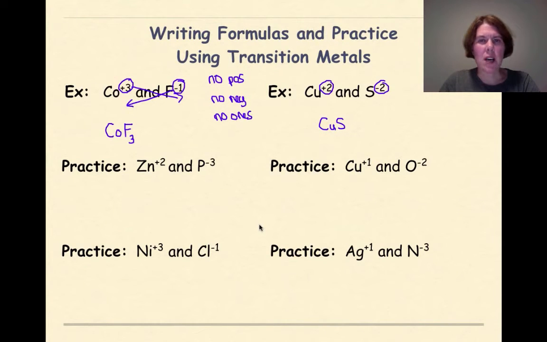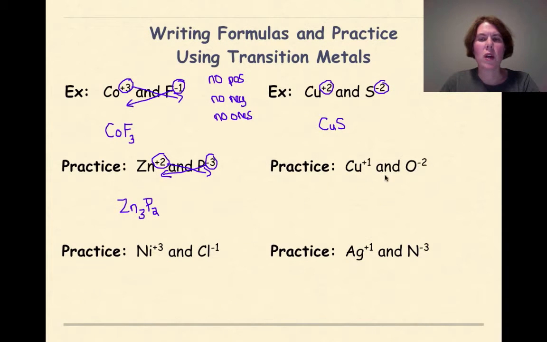Welcome back. Let's see how you've done. For the first one, we have Zn +2 and P -3. Again, we're going to take the +2 and cross it down to here, and take the -3 and cross it over here. So when I write this out, it's going to be Zn3P2.